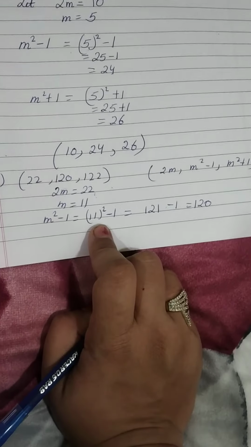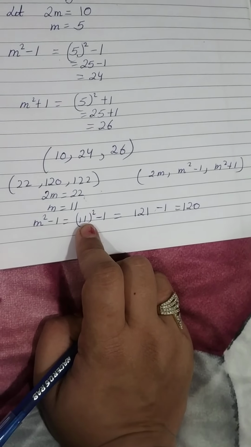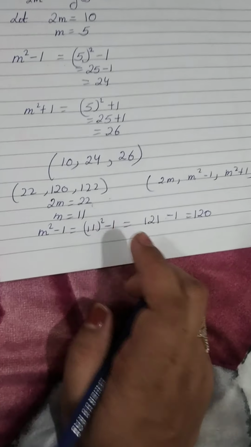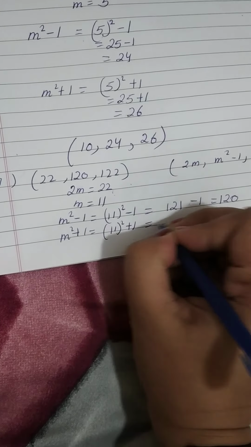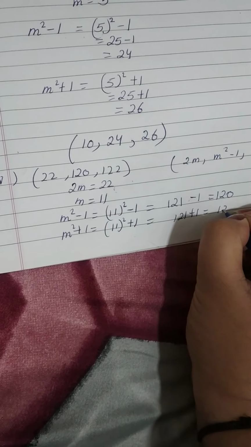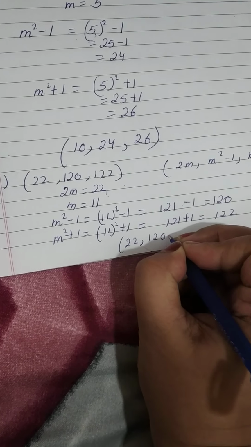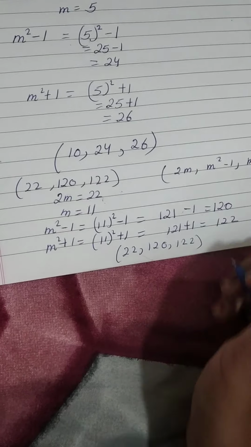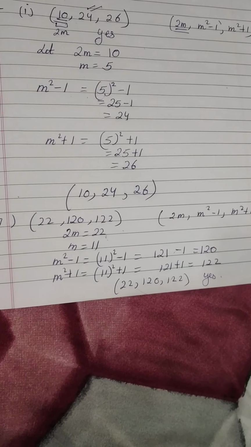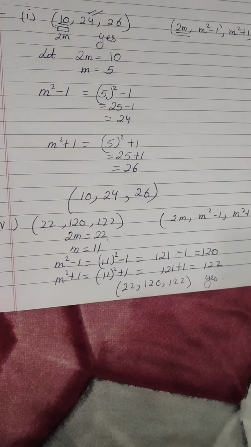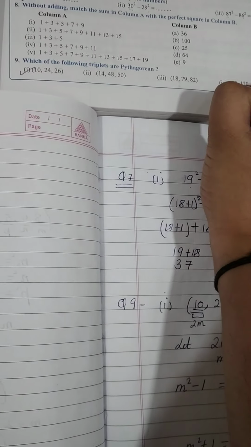See, in these questions, if you have learned the squares, it will become very easy for you to do. Otherwise, you have to calculate this first. If you know the square of 11, you can directly write it. M square plus 1 is 11 square plus 1. 121 plus 1, that is 122. We will write it in the triplet form. Both are coming equal. So yes, it is a Pythagorean triplet. Okay, this is how we find the Pythagorean triplet. In question number 9, you have to do first and fourth part in your fair notebook.